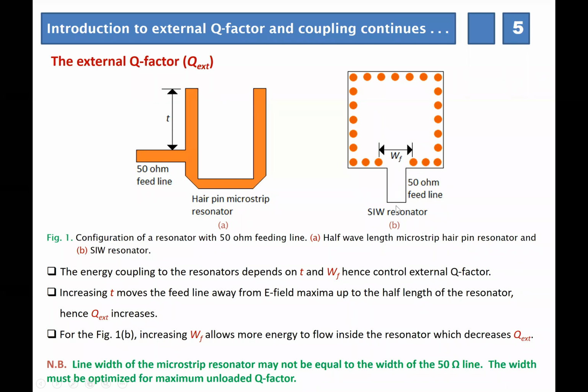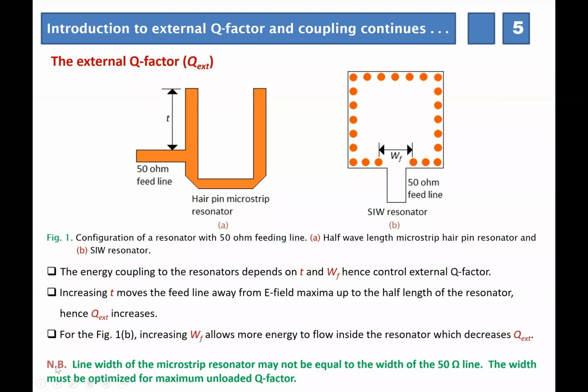Similarly, in the SIW resonator, if we increase the feeding gap WF, then we are allowing more energy to flow inside the cavity. So if we increase WF, then the external quality factor will decrease. If we decrease WF, then the external quality factor will increase.